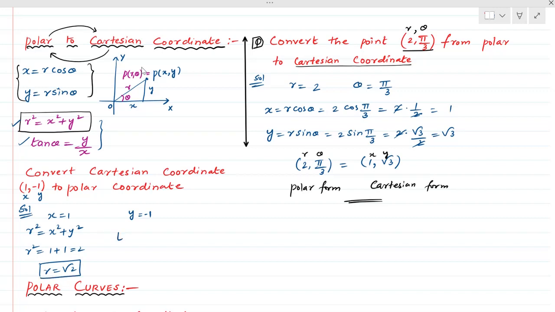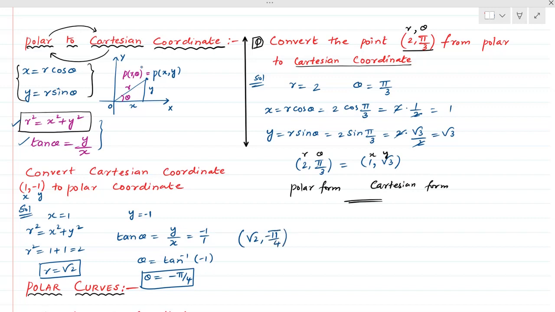Now what about the theta value? How will you calculate theta? We use tan theta, which is given by y over x. y is minus 1 over 1. So if you take tan inverse of minus 1, which is equal to minus 45 degrees. So we have converted this into the polar coordinate, given by root 2 comma minus pi over 4.